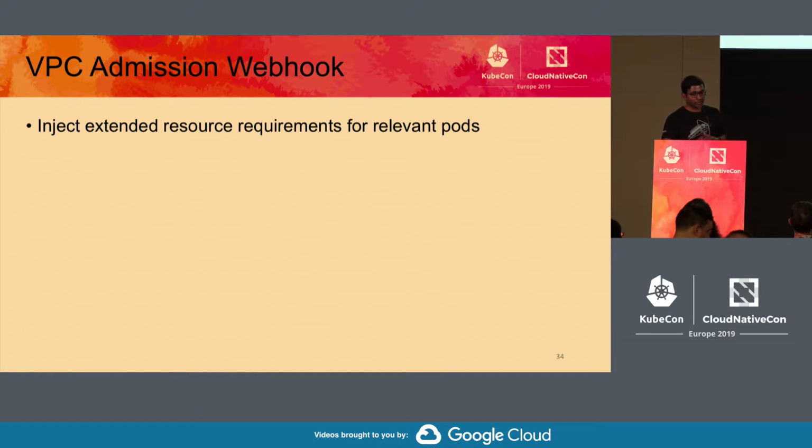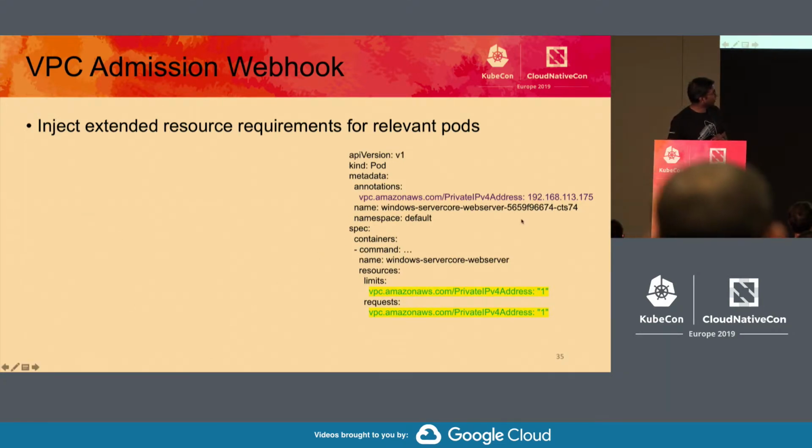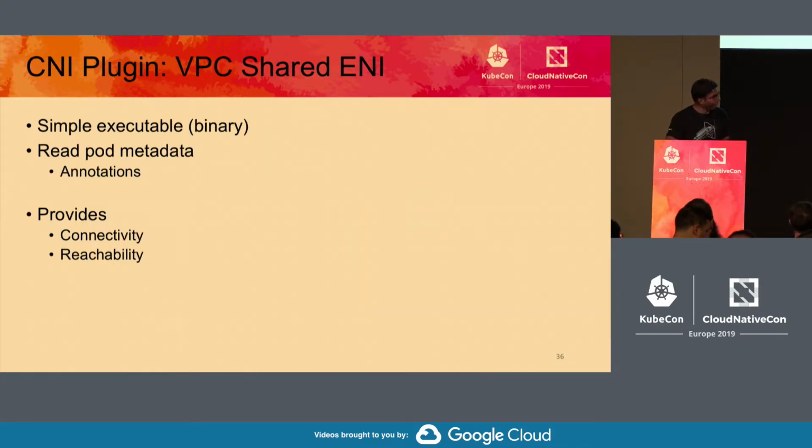We also have a VPC admission webhook. It is a mutating admission webhook that basically injects extended resource requirements for the pod object. For example, in this case, we see the limits and requests for the pod objects. The CNI plugin itself is fairly simple. It's a simple executable that reads the pod annotations to set up the pod network stack. The plugin also provides connectivity and reachability.